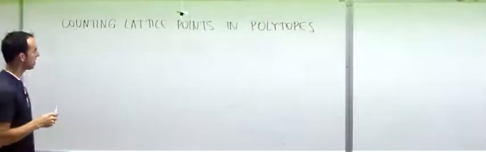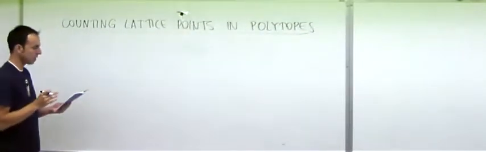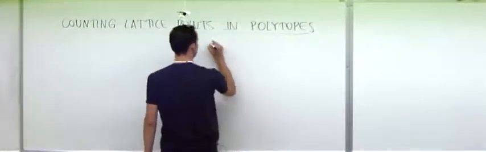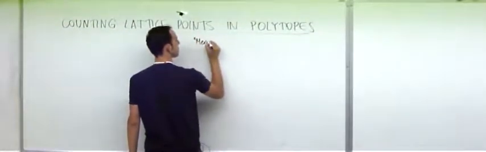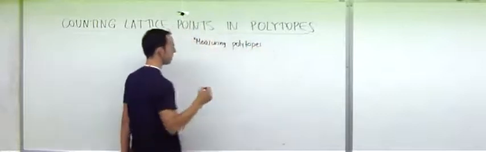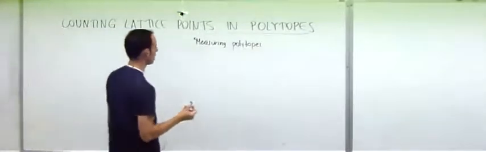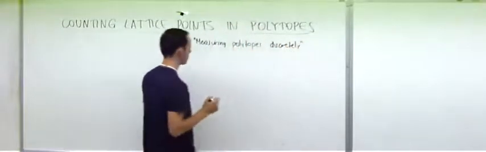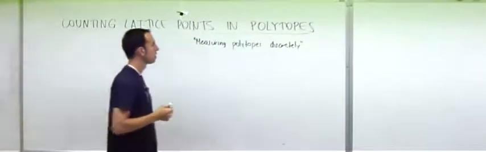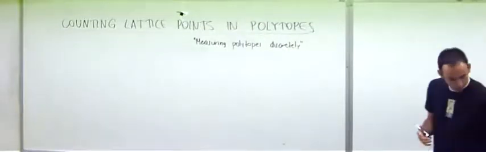So we're going to spend at least a couple of weeks talking about the topic of counting lattice points in polytopes. You can think of this as basically measuring polytopes, but in a way that a combinatorialist would measure them, by counting. So you want to say how big a polytope is by counting something. You can think of this as measuring polytopes discretely. But as the title of the book, Computing the Continuous Discretely, points out, you don't want to just think discretely. It's always good to go back and forth, and we'll do that.